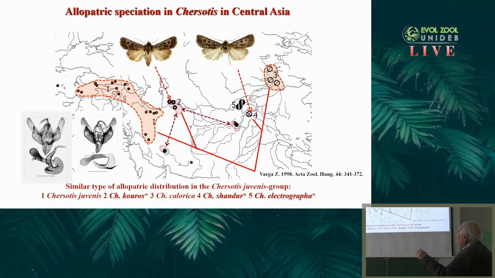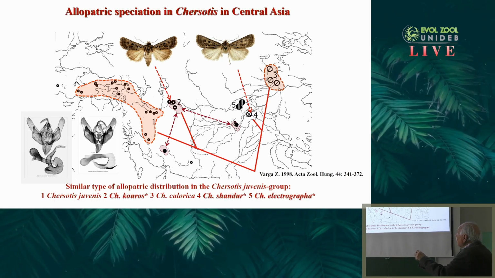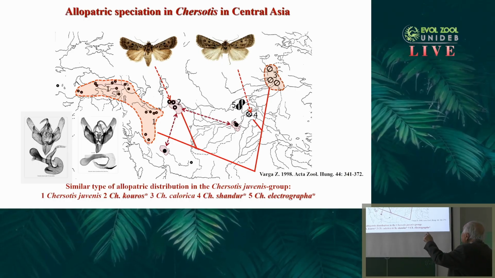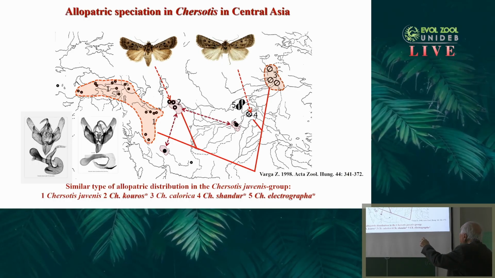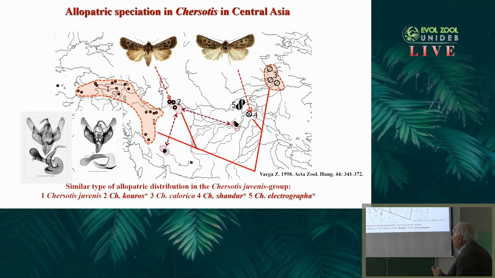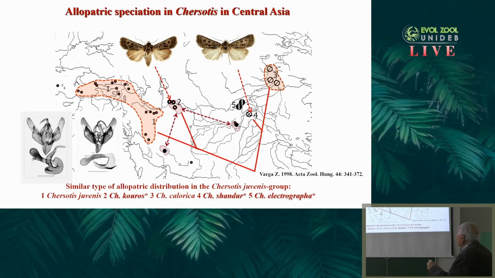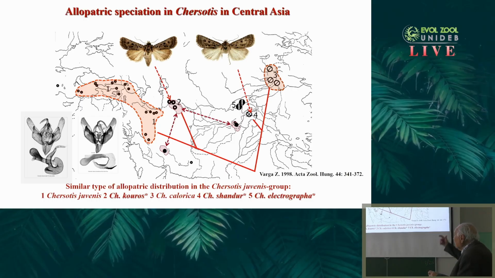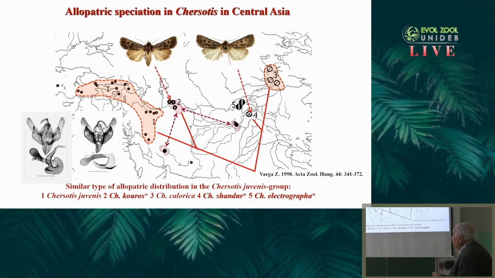For example, one species with a hypothetical sister group here, and another species with a hypothetical sister group here. What is the next step? To confirm this hypothesis by morphological, morphophysiological, and genetic methods. These are the next steps.